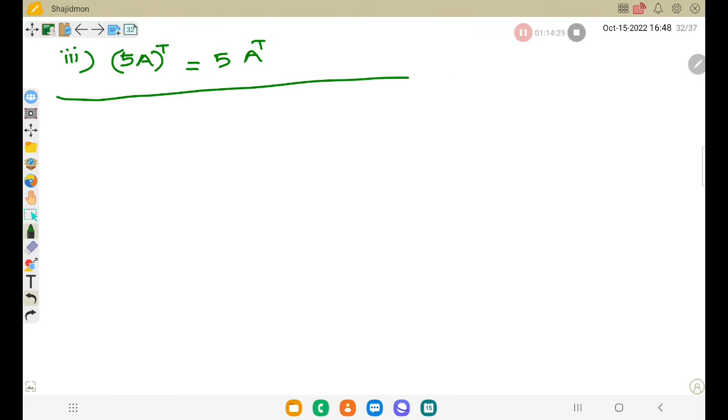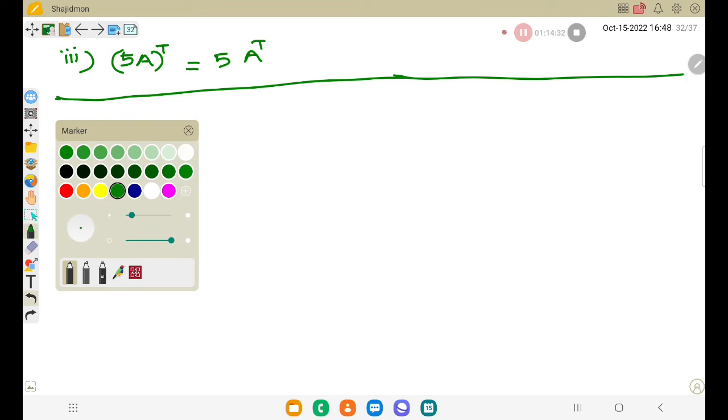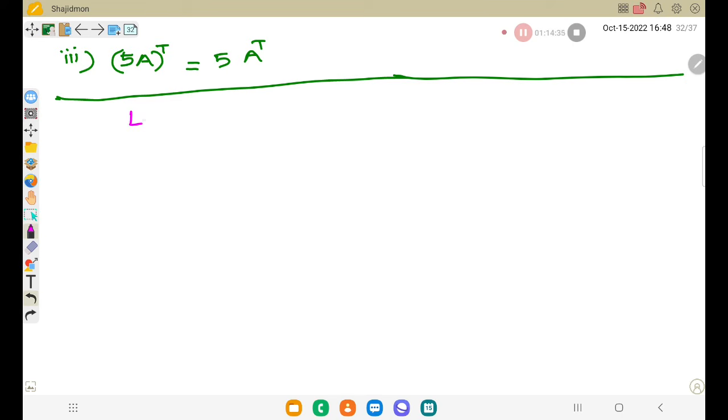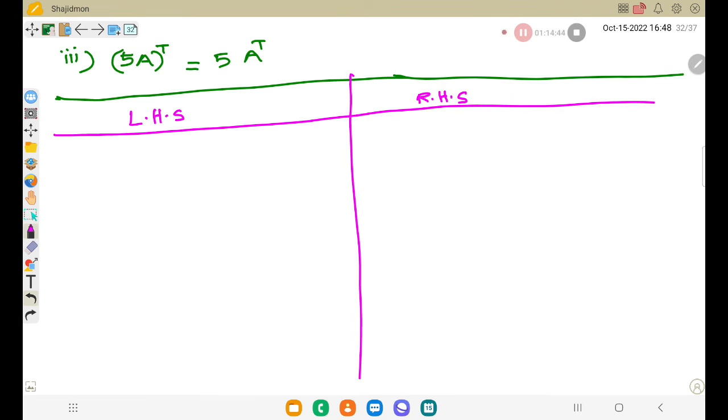Okay, in the third part we need to verify that (5A) transpose equals 5 times A transpose, both should be the same. So we can do the left hand side and the right hand side here. First, the left hand side: we need to calculate the 5A matrix. So 5 multiply matrix A: minus 1, 2, 3, 5, 7, 9, minus 2, 1, 1.